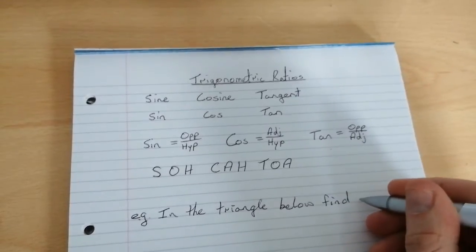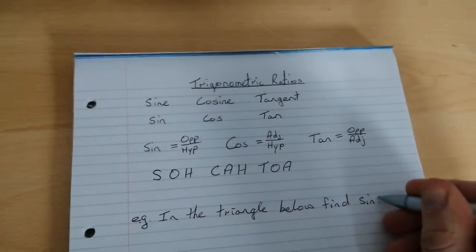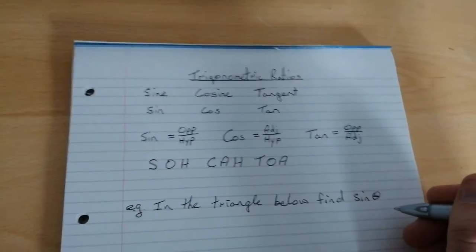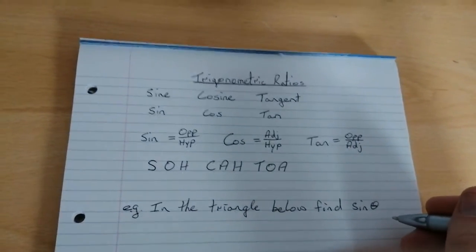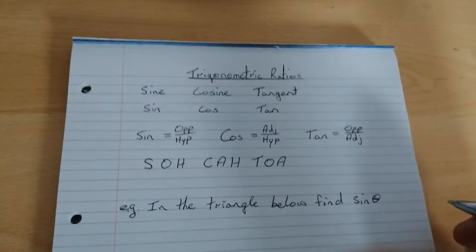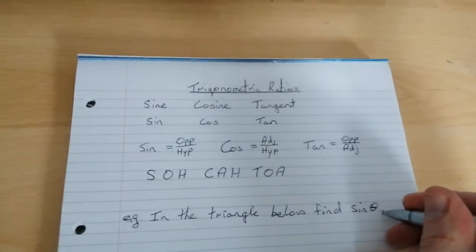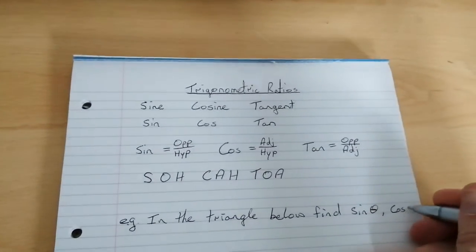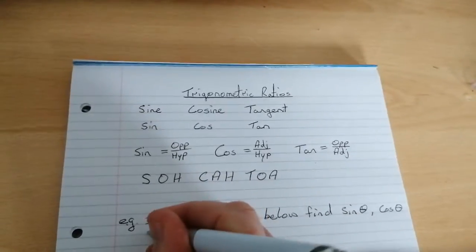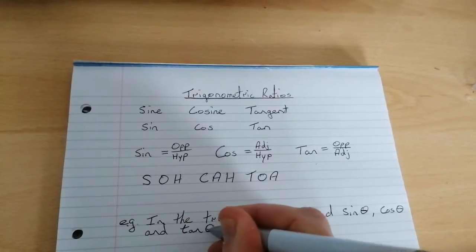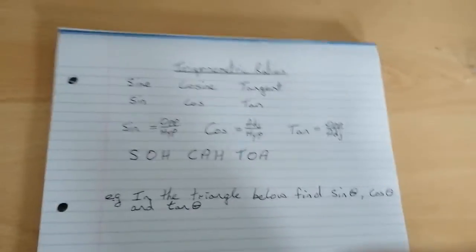Find, let's say, sine theta. We often use theta for angles in right angle triangles, and in trigonometry generally, instead of using the angle A or the angle B, we use the angle theta. So find sine theta, cos theta, and tan theta. Okay, so here's how we do it.